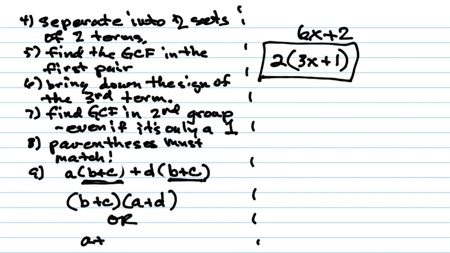Or you can reverse them if you want to. Most of the time, books will reverse them. I don't know why. Order doesn't matter when you're multiplying, does it? 2 times 3 is the same as 3 times 2. Okay? So that's the process.